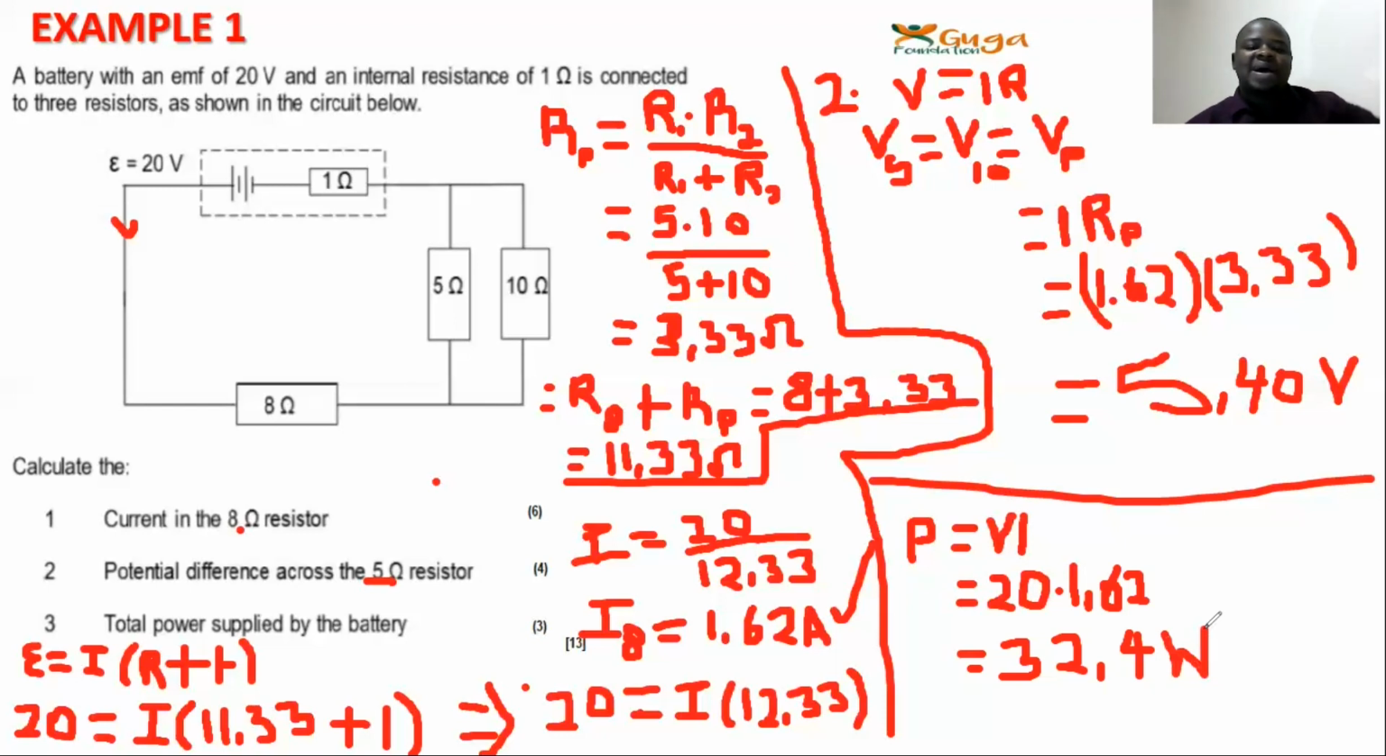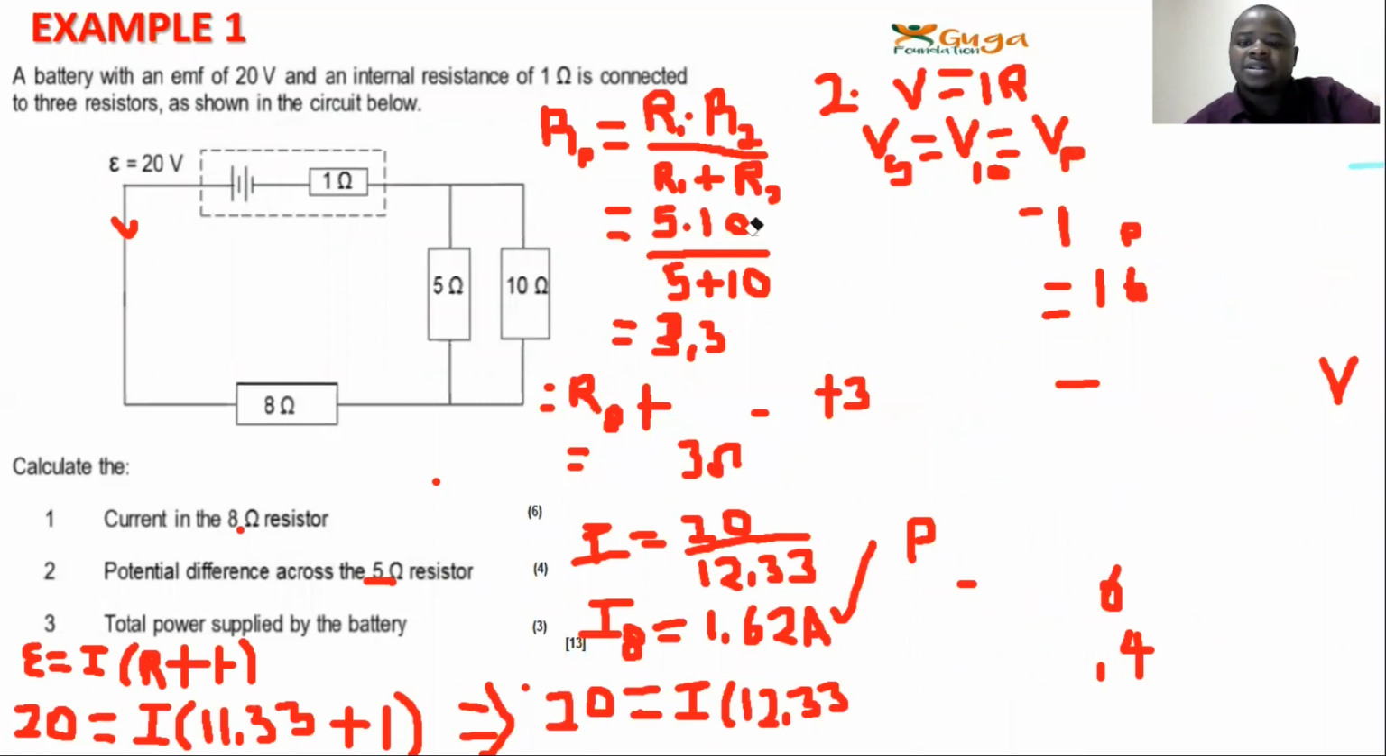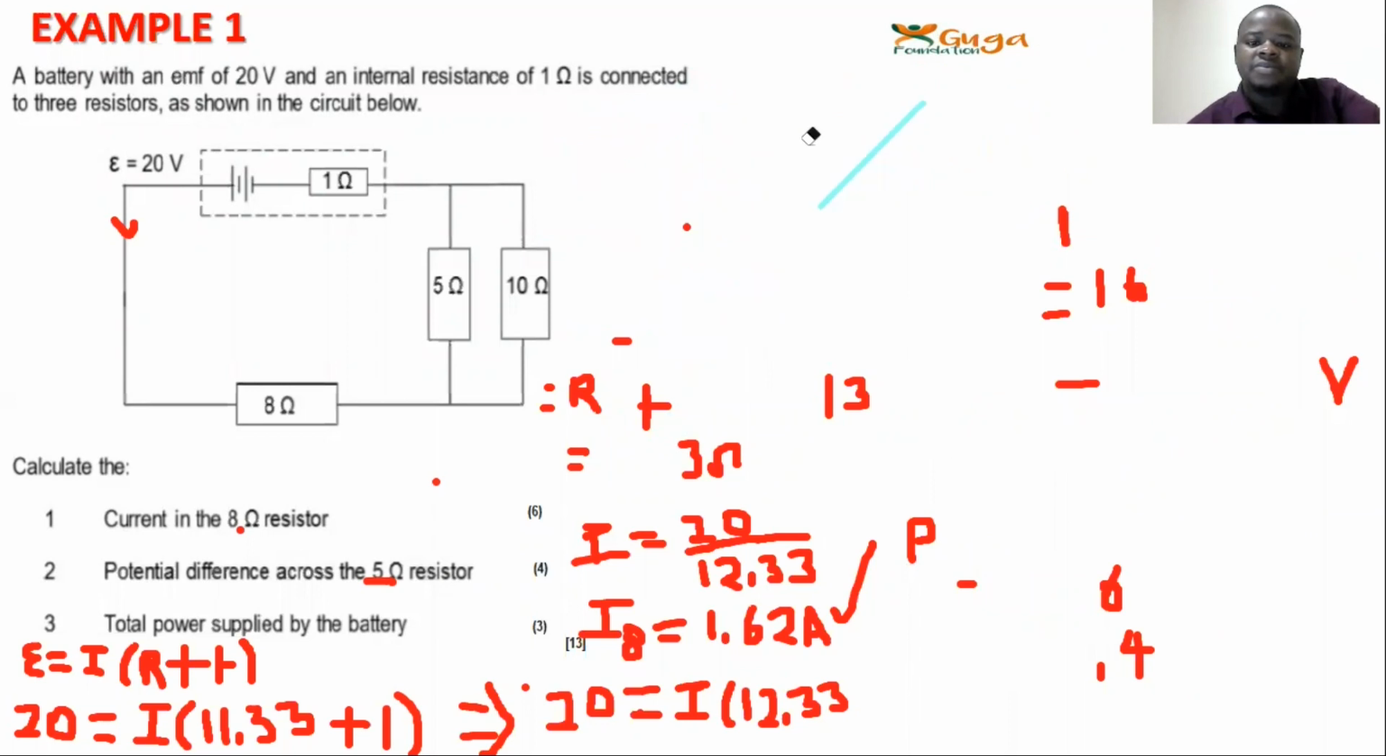Okay, we're done with this example number 1. It was worth 13 marks. This was a previous question paper. Let me erase all this, because we're going to have another problem that we have to look at together.